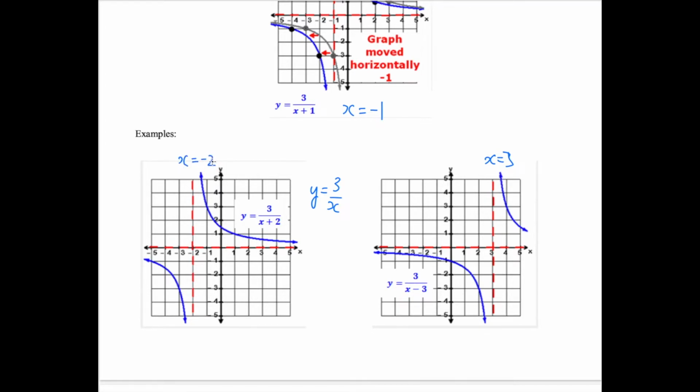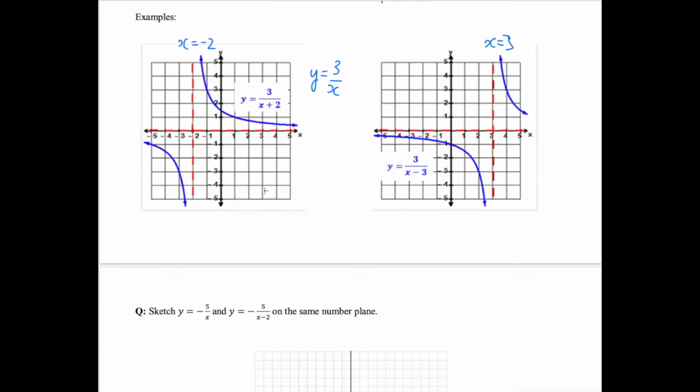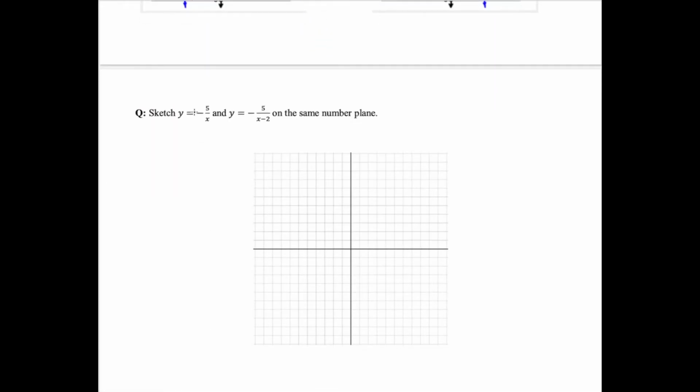Okay. All right, so let's do some sketches. Sketch the graph y equals minus 5 on x and y equals minus 5 on x minus 2 on the same number plane. So I'm going to sketch the first one first. Because we know that there's a minus, it's going to be in the second quadrant and the fourth quadrant. So I'm just going to sub in values here. When x equals 1, y is equal to minus 5. So 1, 2, 3, 4, 5. So this is 1 point. The hyperbola will look something like this.